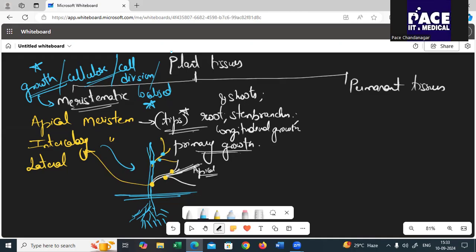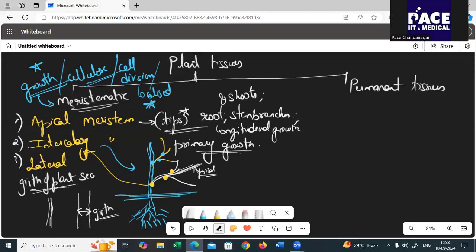Then you have lateral meristematism. Lateral meristematism is the girth of the plant. And what do I mean by girth of the plant? See, the stem initially will be thin, but later on as the plant grows, this girth increases. The volume of it increases, right? Yes. So this is called the girth. Girth increases, and this is your secondary growth of the plant.